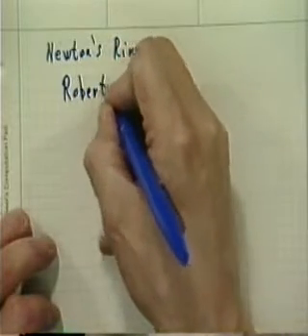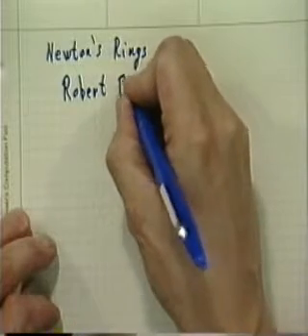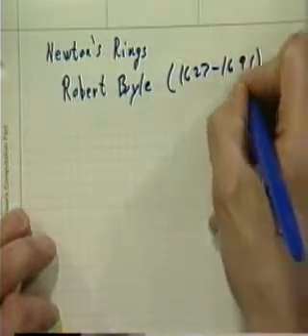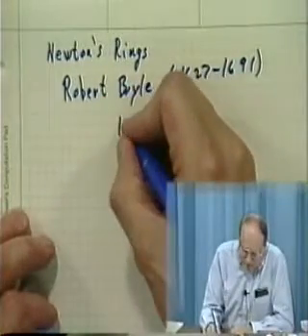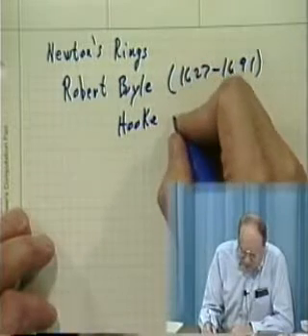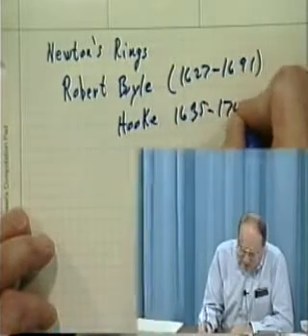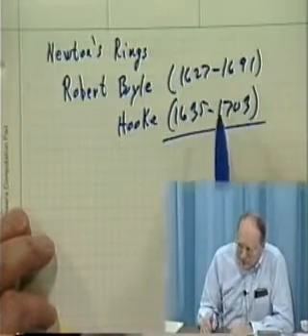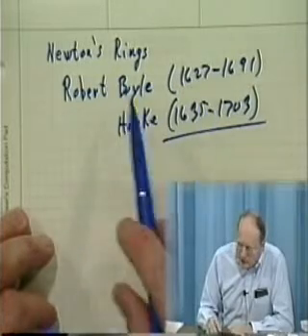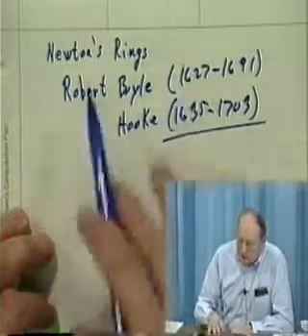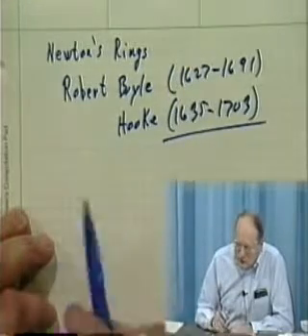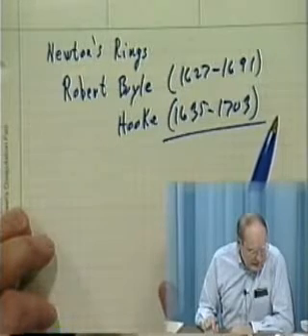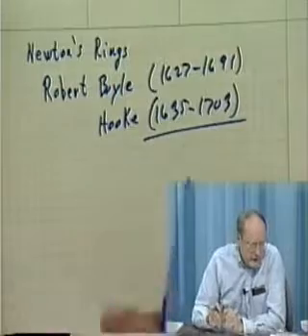One is Robert Boyle, I should say, and that's 1627 to 1691. And the other one is Hooke, again another Robert, and that's 1635 to 1703. And I like writing down these dates because one point I'm trying to get across is that when we talk about interference and we talk about diffraction, this stuff has been around a long time. It's not new, but it still is very, very important today. So this is back in the 1600s.